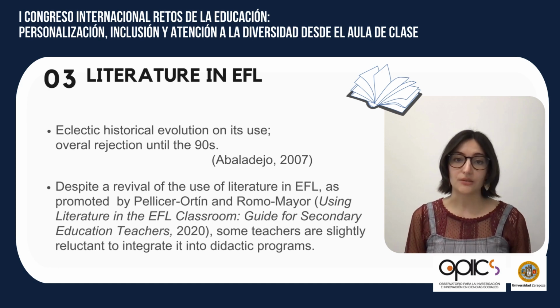To deeply understand this project, it is also essential to focus on the use of literature in EFL throughout history, as well as the genre of the selected text, V for Vendetta. Abaladejo has denoted an eclectic evolution. For the most part, literature has been disregarded until the 90s. Despite this revival, Pellicer Ortín and Romo Mayor have denoted an ongoing reticence to include literature in EFL programs. For that reason, this poster aims to reconsider literature as an effective resource.